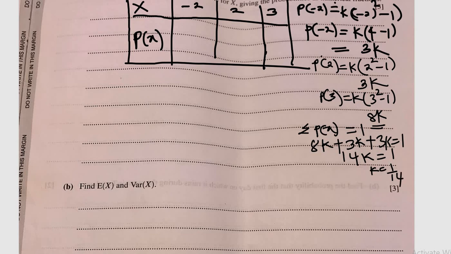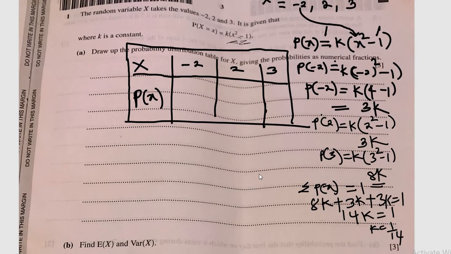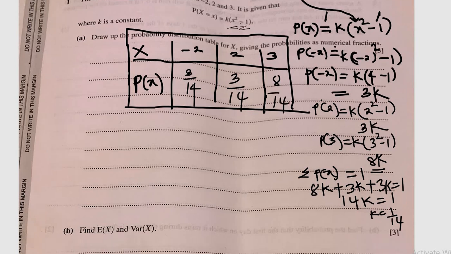If k is 1 over 14, the probability of minus 2 gives us 3k, and k is 1 over 14. Here will give us 3 over 14. This one is 3 over 14, and this one is 8 over 14. This is what they asked us to draw.